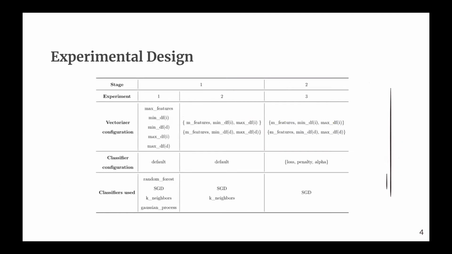So this is a general overview of the experimental design that we had. There were 2 main stages. In stage 1, we focused on the data representation, meaning that we would change the parameters of the vectorizer. And in stage 2, we focused on the classifier. So for experiment 1, what we wanted to figure out was how each individual parameter interacts in the vectorizer. So we just changed the values for one parameter at a time and left the other ones at the default.